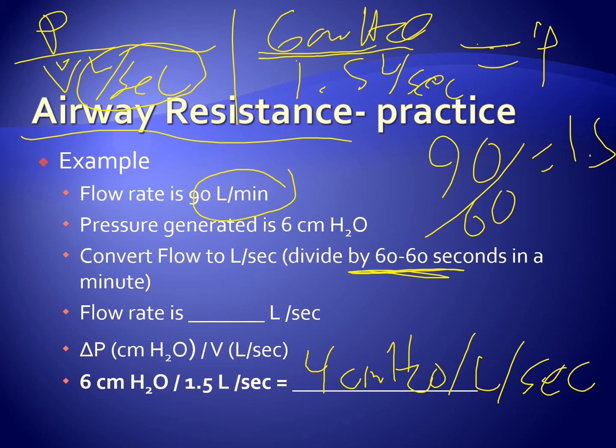So the next thing I'm going to ask you to do is tell me, is this normal, high, or low? Well, you're going to say, well, normal is 0.5 to 1.5 centimeters of water per liter per second. So this is high. This is an increased airway resistance.